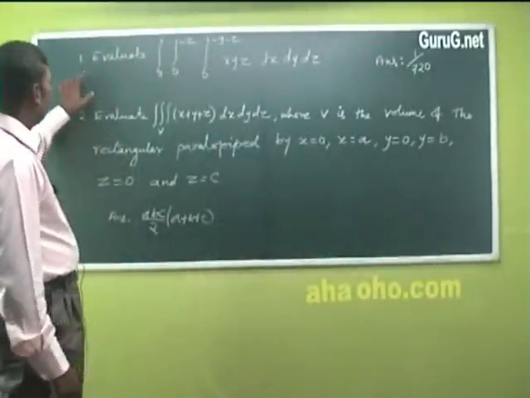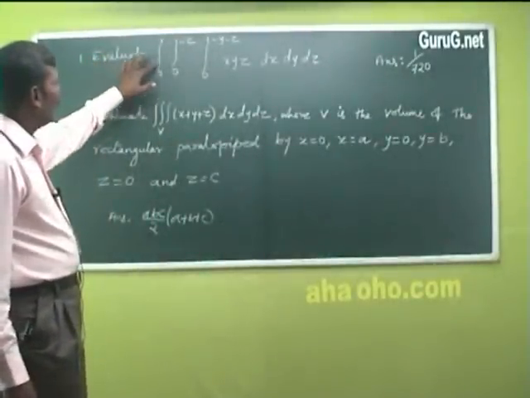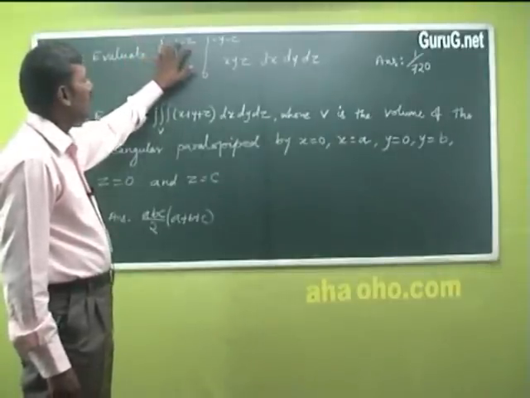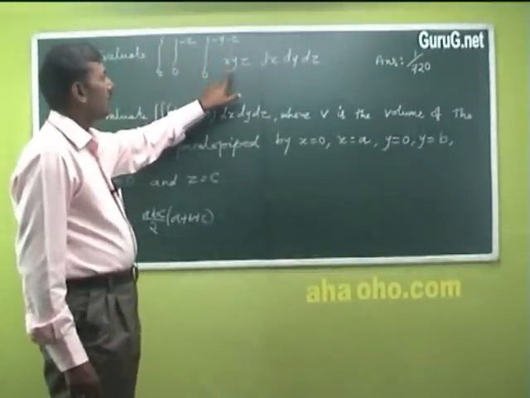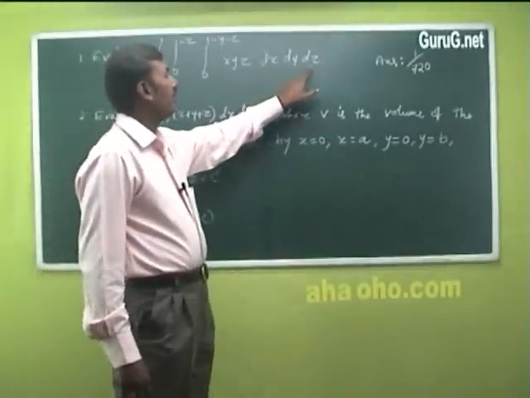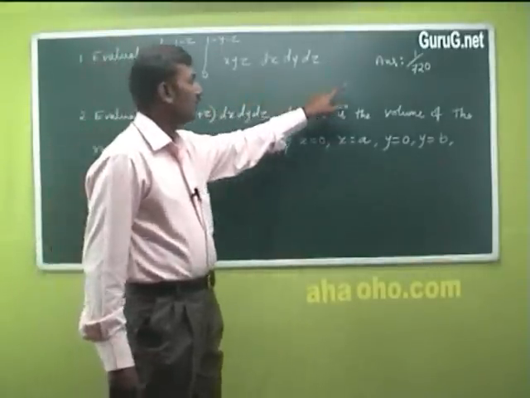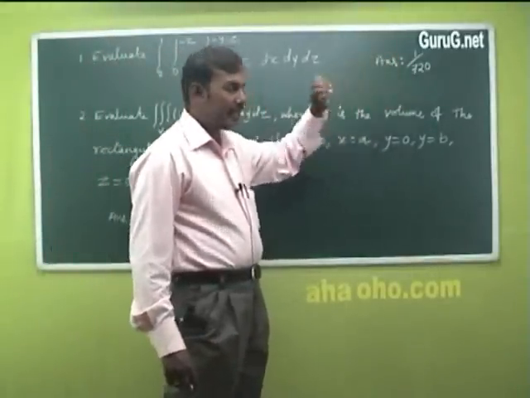Okay, you try this problem. Evaluate integral 0 to 1, 0 to 1 minus z, 0 to 1 minus y minus z, x y z dx dy dz. The answer to this problem is 1 by 720.